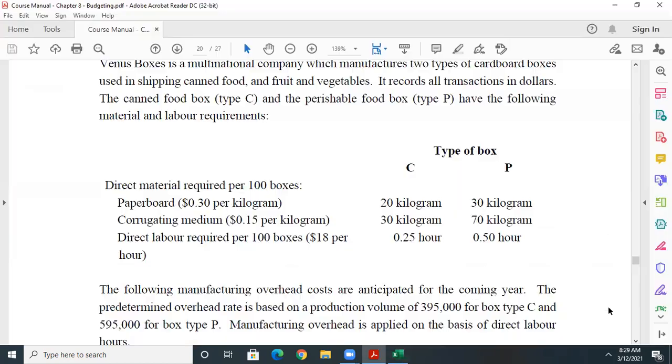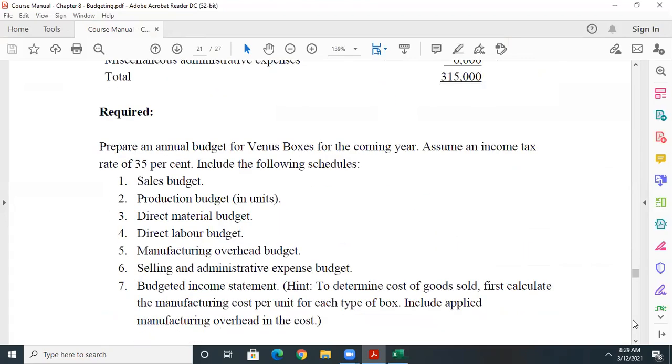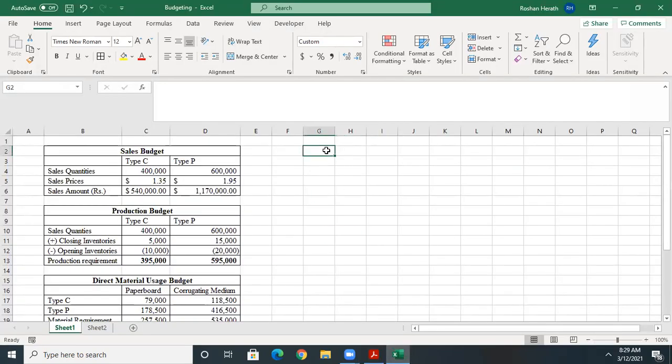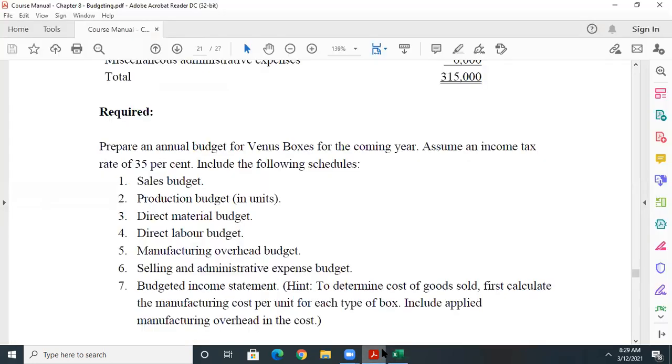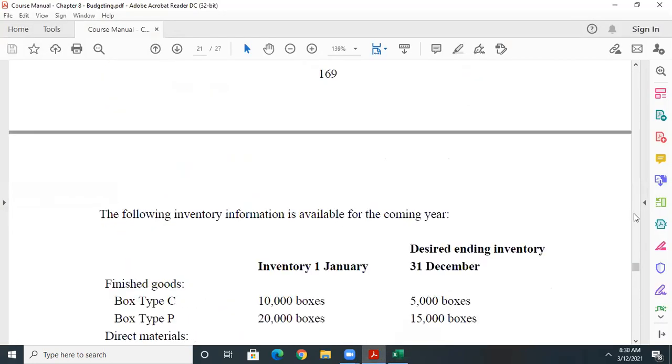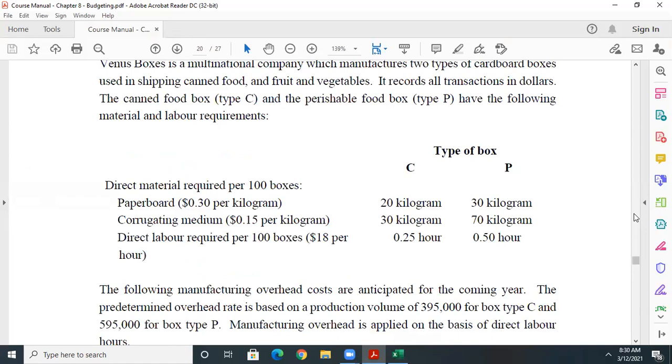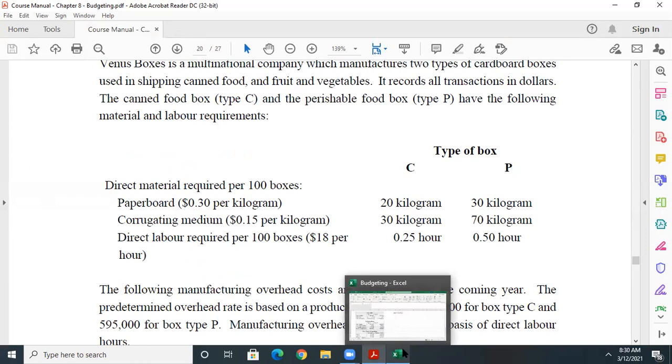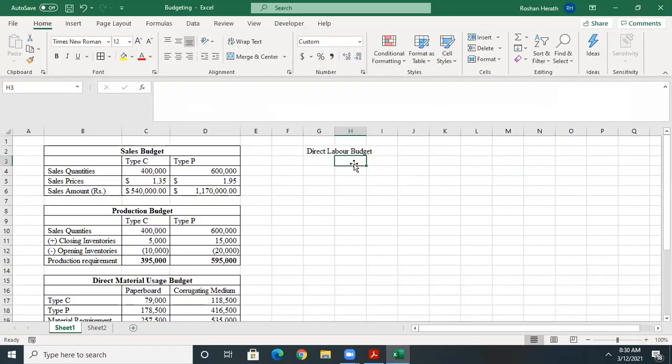Then what is next? Probably the labor. So then you have the direct labor budget. Okay, it's pretty straightforward. Here the good thing is that you don't have any opening or closing inventories, because you cannot store labor. So you can simply get your production requirement and work out the cost.